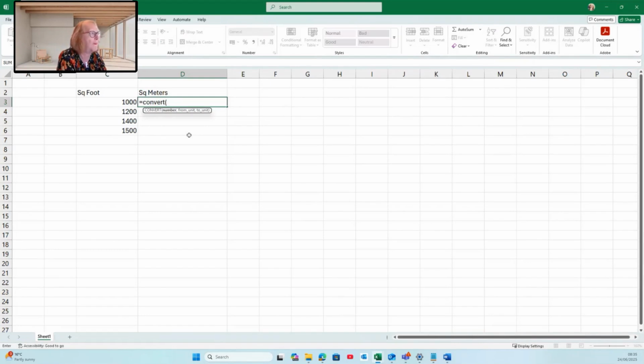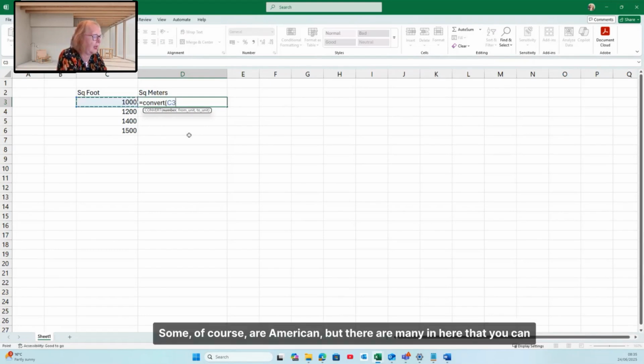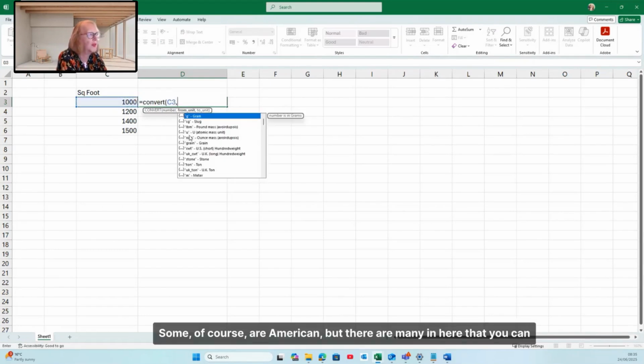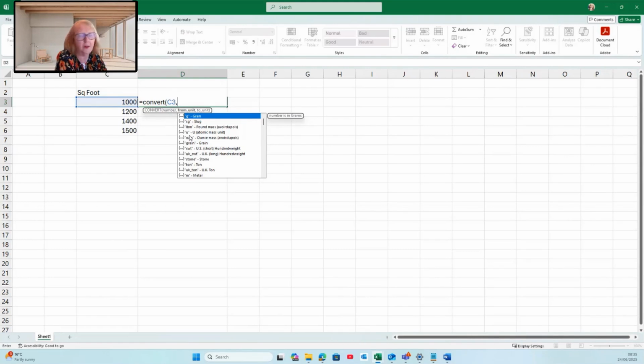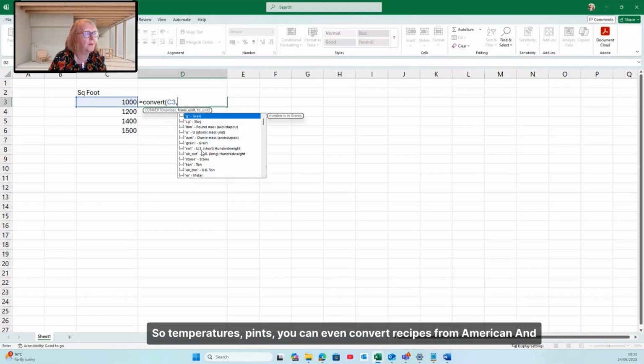And it will say, what number am I converting? I'm converting that one, comma. And when you type the comma, you'll see all the different types of conversion units that you can possibly choose. Some, of course, are American, but there are many in here that you can utilize.